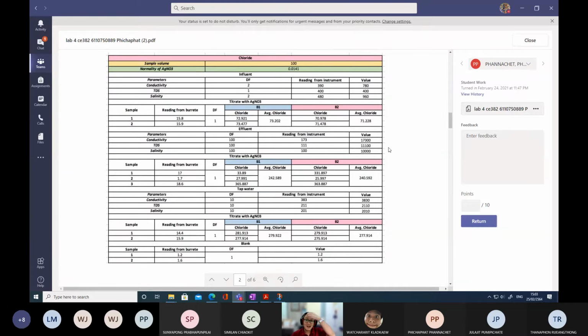Did you discuss about this point? Why did the chloride concentrations increase a lot? How does it come? So it increases from 71 to 240.